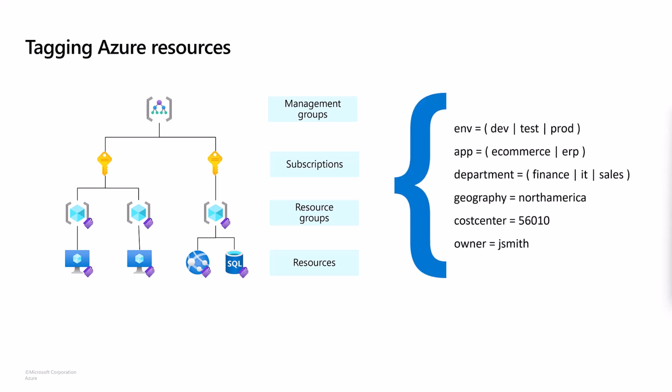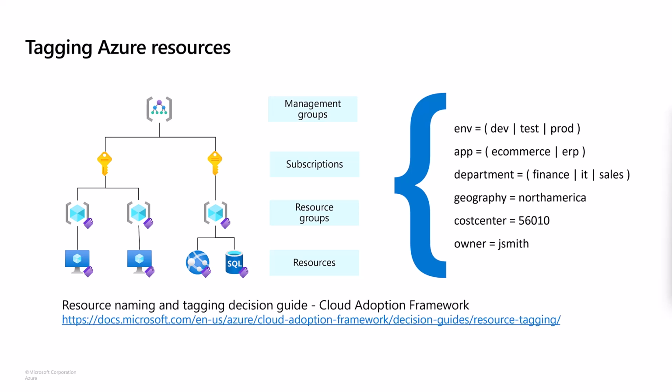For example, you could use a tag to label a resource's environment with values like development, test, or production. You could associate a department or a cost center to a resource using a tag. You could also use a tag to indicate that a resource doesn't belong to a specific cost center, but is instead a shared resource. To learn more about naming and tagging your resources, you can find additional guidance in this decision guide in the Cloud Adoption Framework.